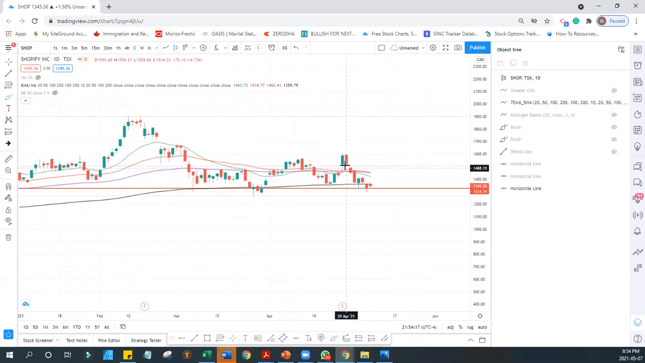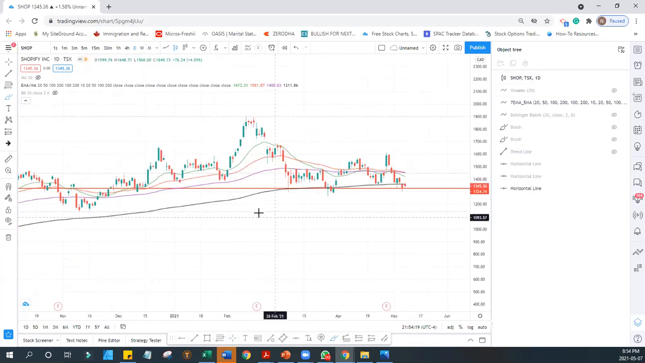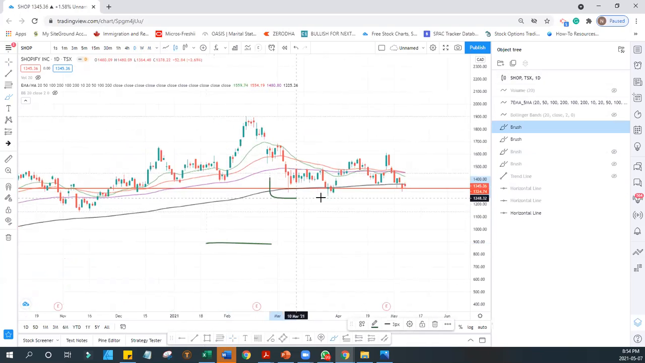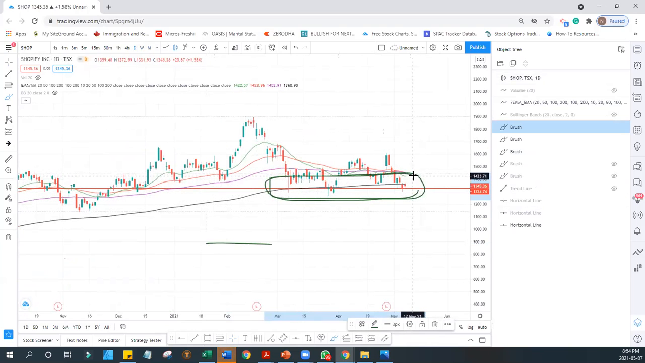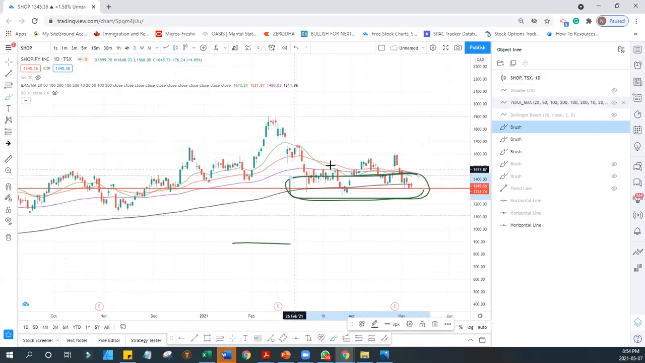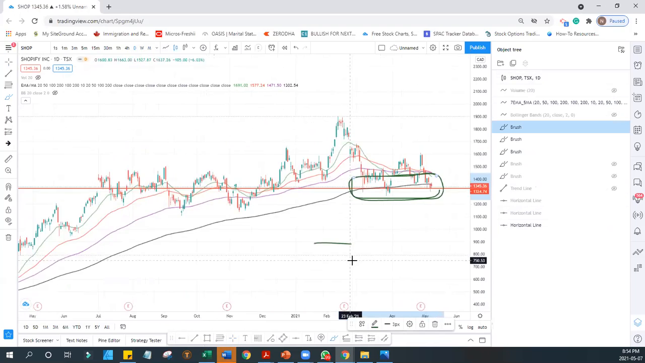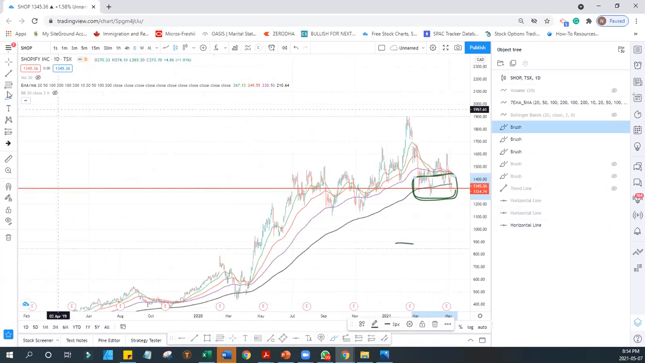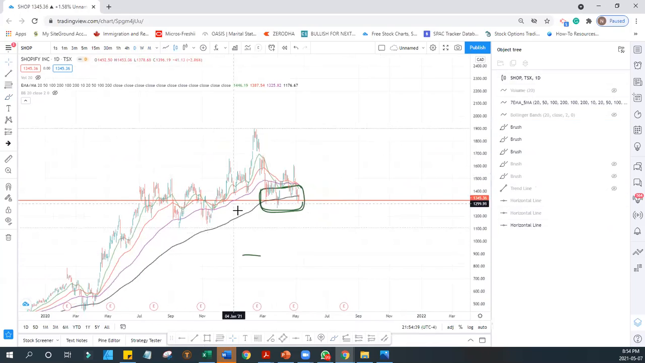That means it's going to go down, because you see that moving average is flattening. Whenever the 200 moving average becomes flat, that means it's going into a consolidation phase. The trend might change from here for Shopify.